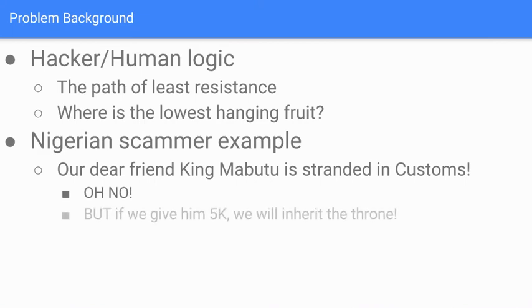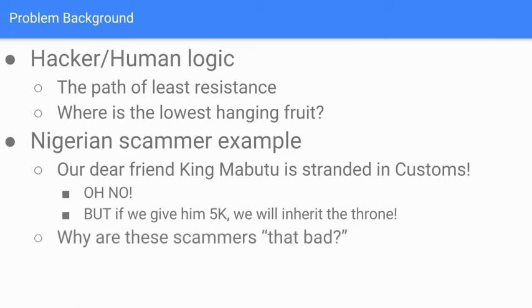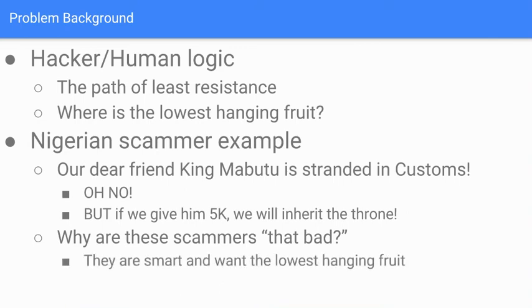But if we give him 5K, bam, we'll inherit the throne. That sounds right up my alley. So here's the gig: why are these scammers that bad? That's something I've thought about a lot in my life. Whenever I've seen these types of emails, it's like, God, are these guys this dumb? Well, actually, they're quite smart and they want the lowest hanging fruit.